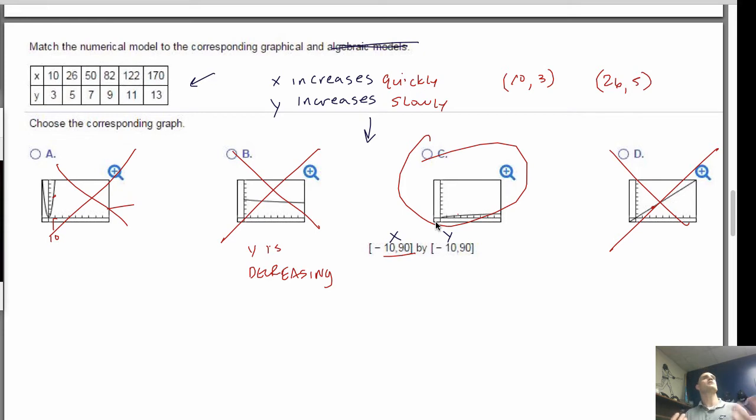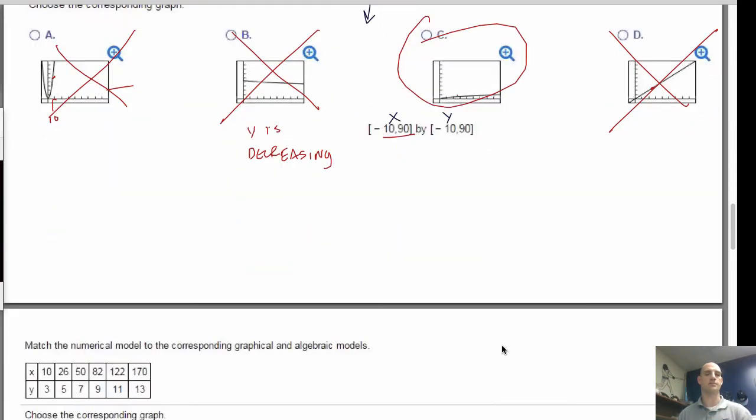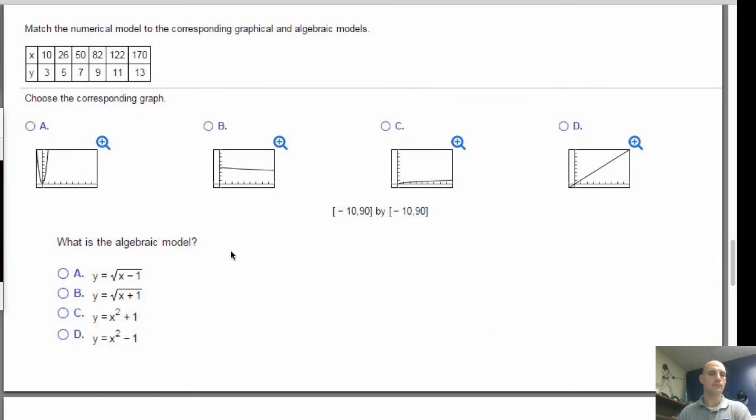Okay, so how do we do that? Well, we eliminated obvious choices by looking at the trend in the data. Is it increasing or decreasing? And then we picked out specific points to allow us to try to figure out which one was which. All right, let's do another one.